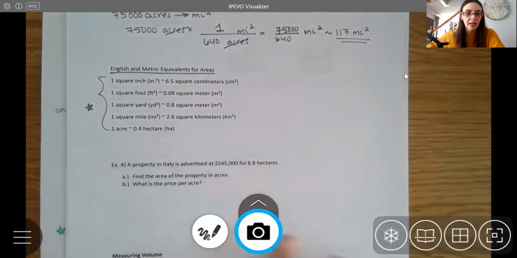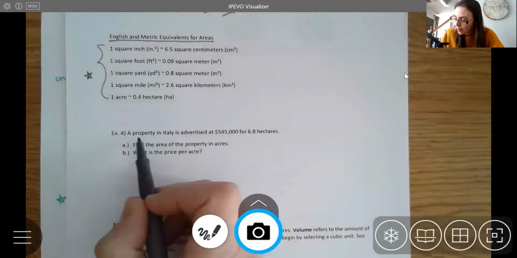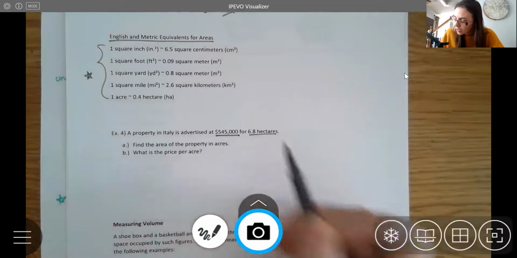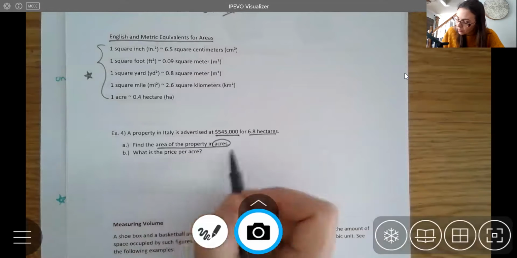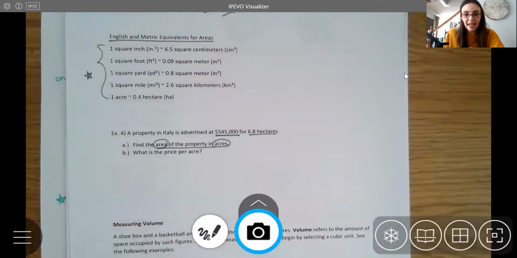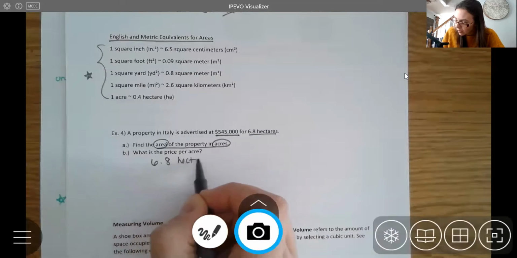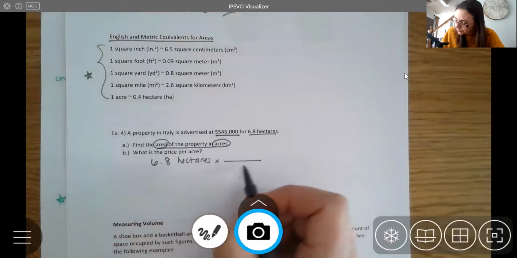So let's go ahead and do some conversions. A property in Italy is advertised as $545,000, and we want to find the area of the property in acres instead. The money for right now doesn't matter. We're just looking at the area. So I want to take those 6.8 hectares and go towards acres.